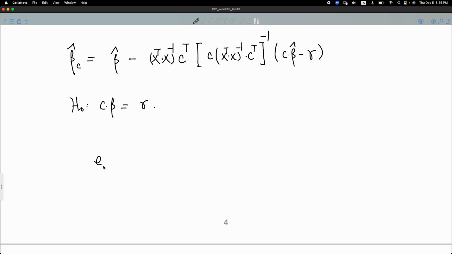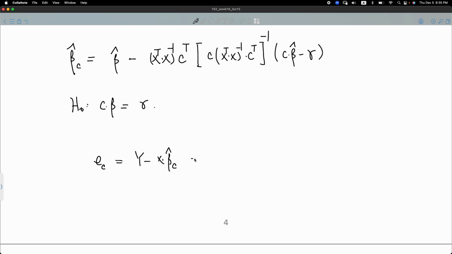Okay, so here I also add a subscript C. It refers to the residual under the constraint model, which is just y minus x multiplied by beta hat, but also with a constraint. So this is the beta hat with a subscript C that I plug in here. Okay. So this is the residual under the constraint model.